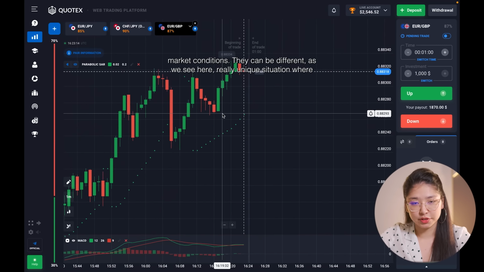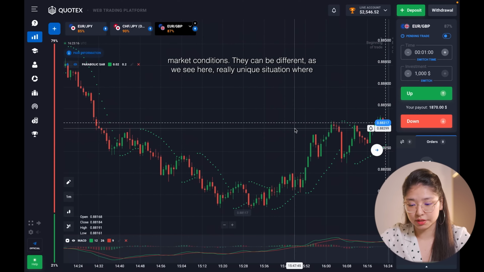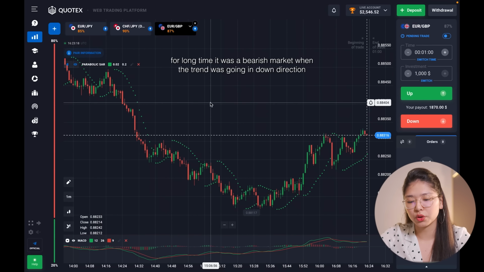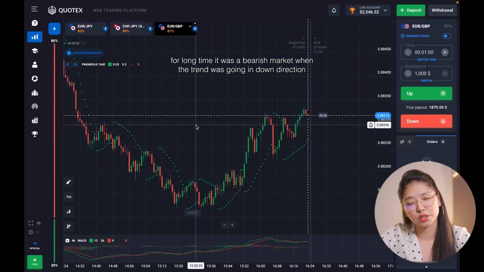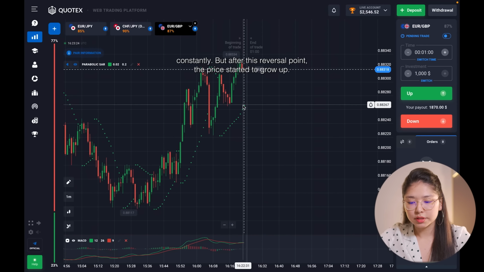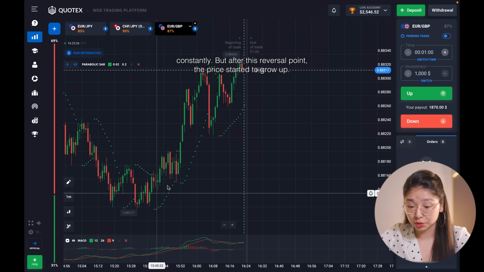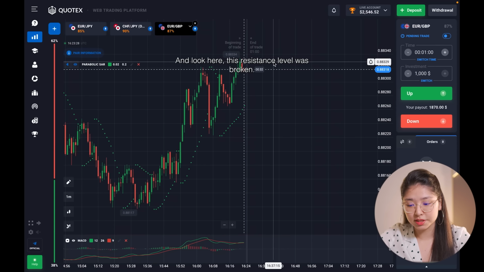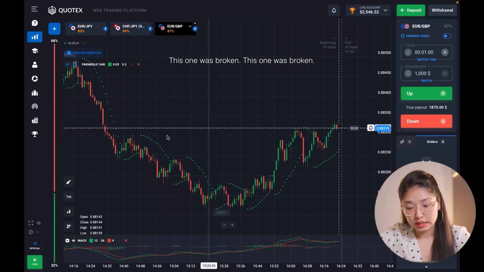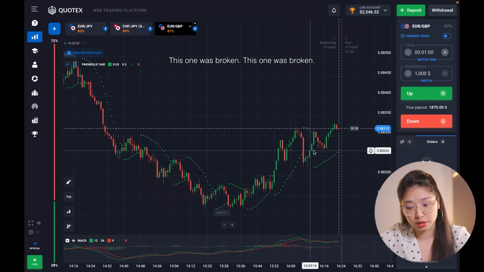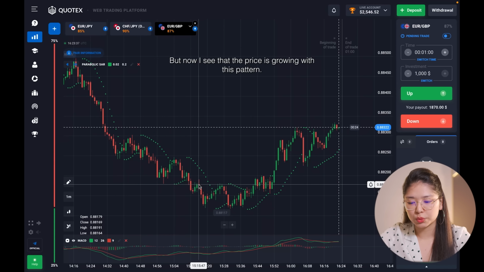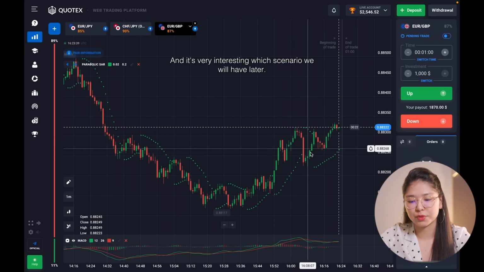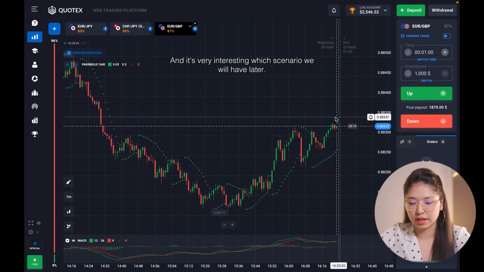They can be different. As we see here, a really unique situation where for a long time it was a bearish market, but the trend was going in down direction constantly. But after this reversal point, the price started to grow up. And look here, this resistance level was broken. This one was broken, this one was broken, and this one was broken too. But now I see the price is growing with this pattern, and this is a very interesting scenario we have later.